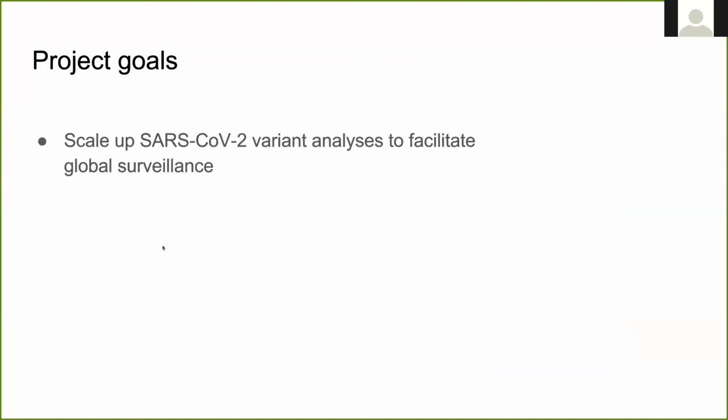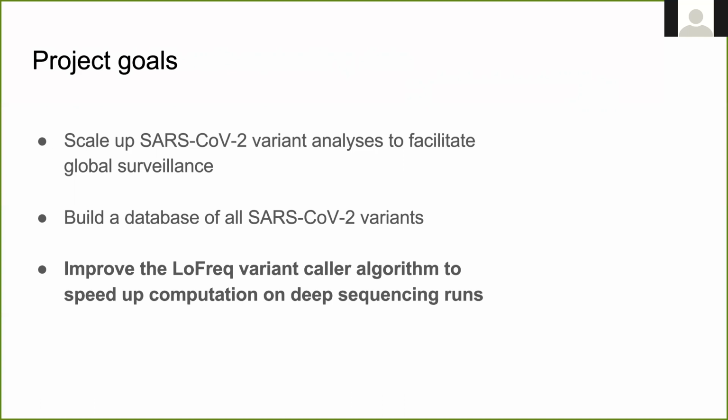So our project goals were actually to be able to comb through all 35 terabytes of those SRA runs and basically scale up variant analysis pipelines or even studies and tools to be able to facilitate global surveillance of all the variants. So with those variants, we would attempt to build basically a database of all the variants so we could keep track of them and try to perform some studies and be able to share that with other researchers around the world. And to facilitate all of that, one thing we set out to do was to improve the low-freq variant caller algorithm to speed up computation on these deep sequencing runs.